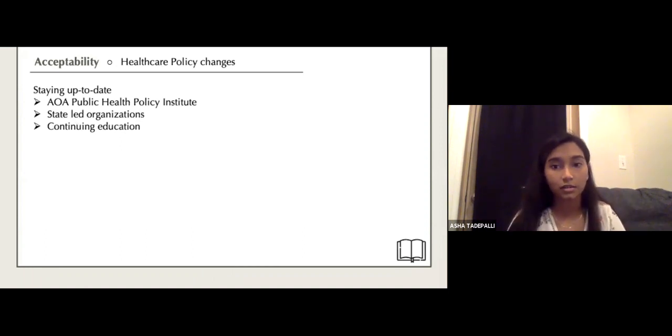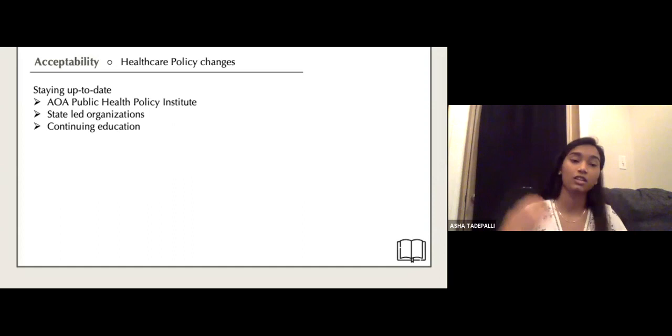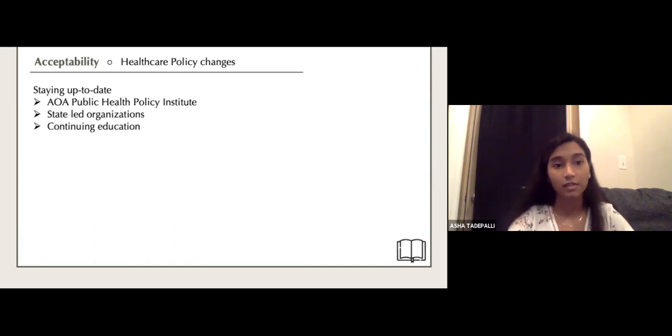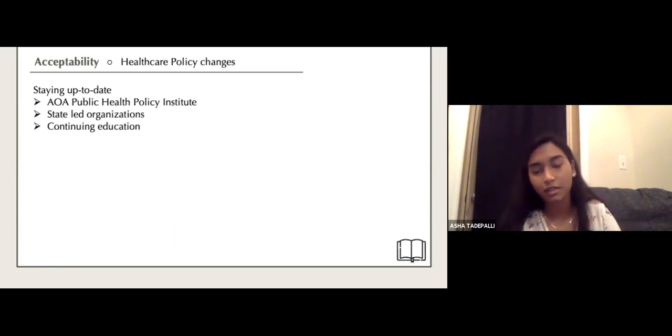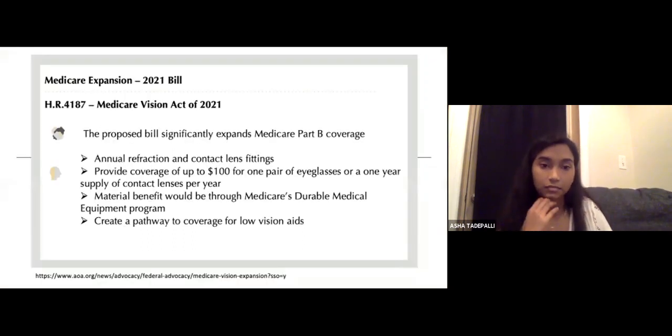Looking at ways that we can stay up to date with respect to the changing legislation or advocacy in our field, and particularly those, as Dr. Harewood had mentioned, when we're looking at cultural humility, looking at the training that might be required for our licenses, there are resources online, including the AOA Public Health Policy Institute, your local state-led organization, and then continuing education. Of course, continued familiarity with the current legislation is important and benefits us as we know what gaps our patients might be experiencing in their care. And Dr. Harewood will go over it now.